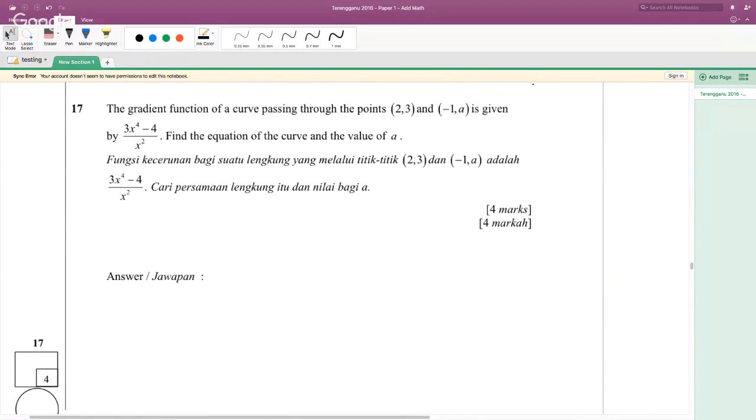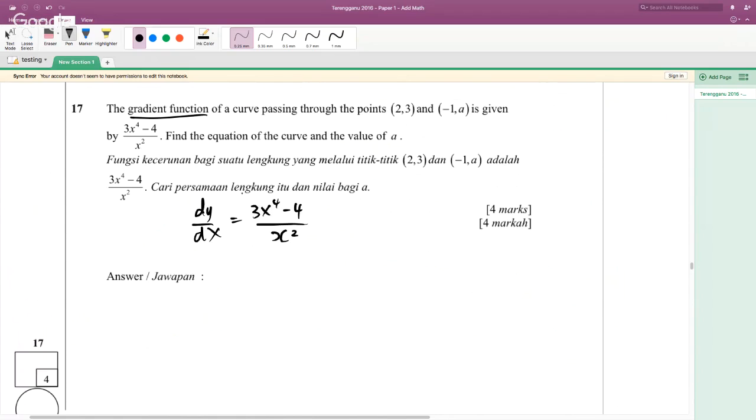Okay, so let's continue. Question 17. The gradient function of the curve passing through the point (2, 3), negative 1, a is given. So this is dy/dx. I say gradient function is dy/dx. No need to think, you straight away have to understand it is dy/dx. In passing through the point, what is so important here is basically the x value. But in this case, there's no maximum or minimum, so I won't substitute the x into dy/dx yet.